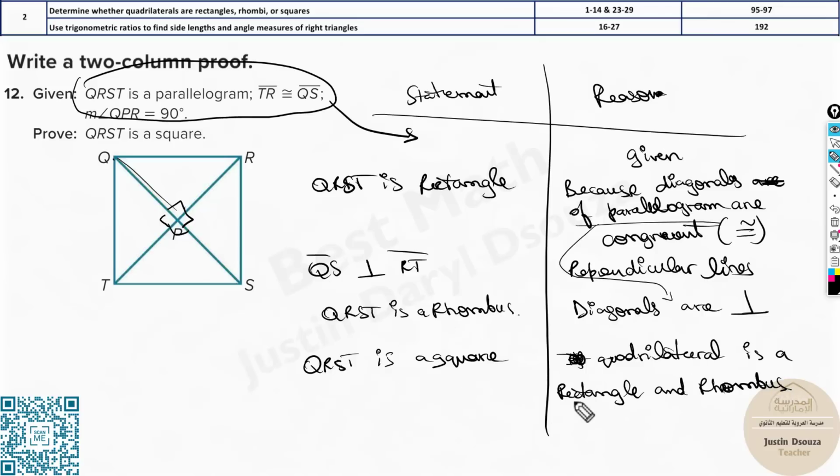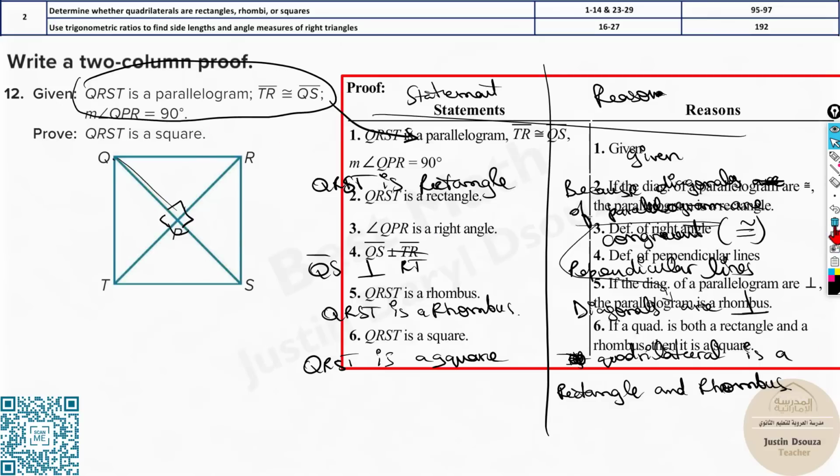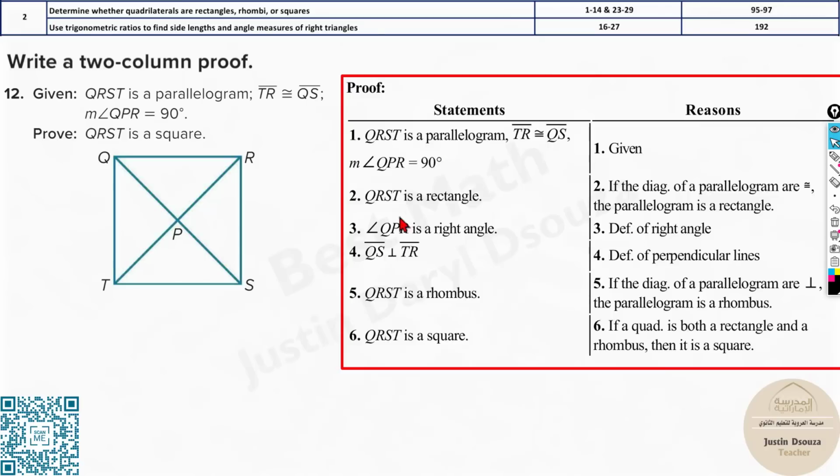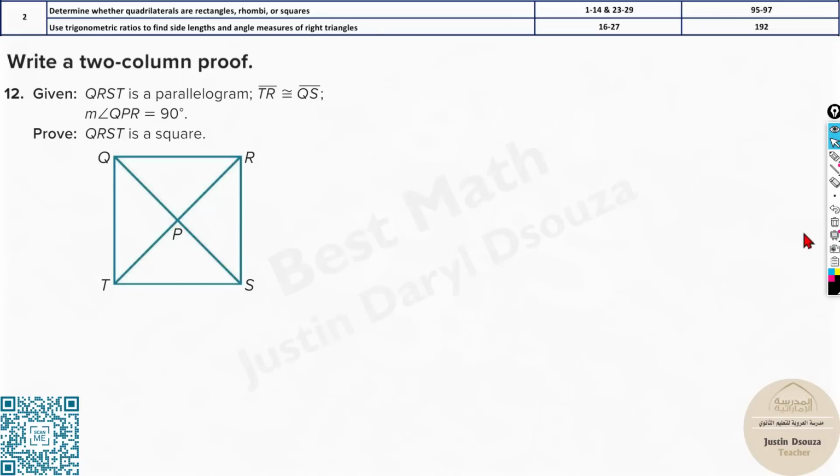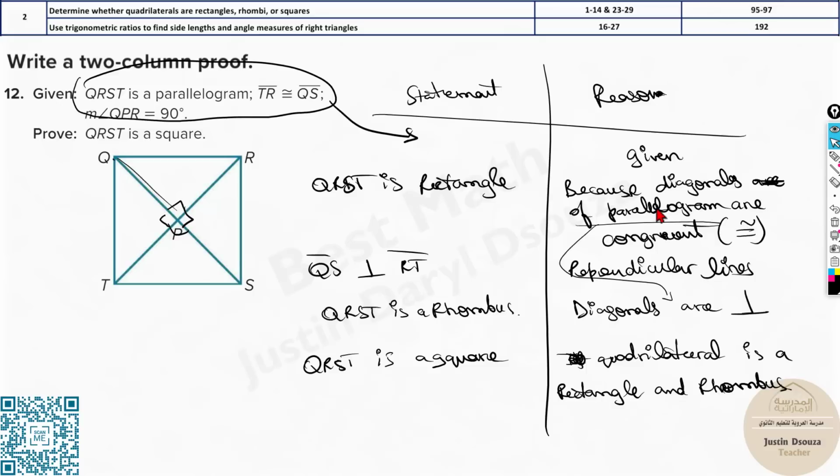That's it. This is simpler compared to the last one, but you still need to know the theorems, the rules of all these quadrilaterals. Then you can easily solve it. I think they have written one or two extra, but it's fine. You don't need to write in detail; as long as you convey the important information, that is more than enough. You can just copy this down. This is very important: the first statement will always be whatever is given to you in the question, and the reason is given.